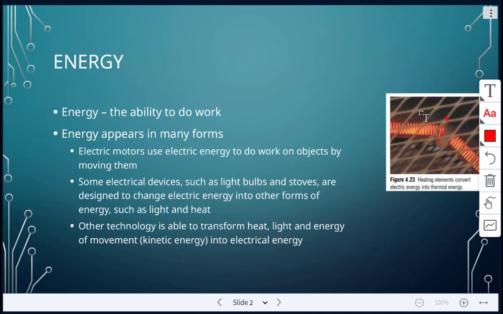Here in this diagram, we just have heating elements that are able to convert electrical energy into thermal energy. Also keep in mind, kinetic energy is the energy of motion or movement, whereas potential energy is stored energy.